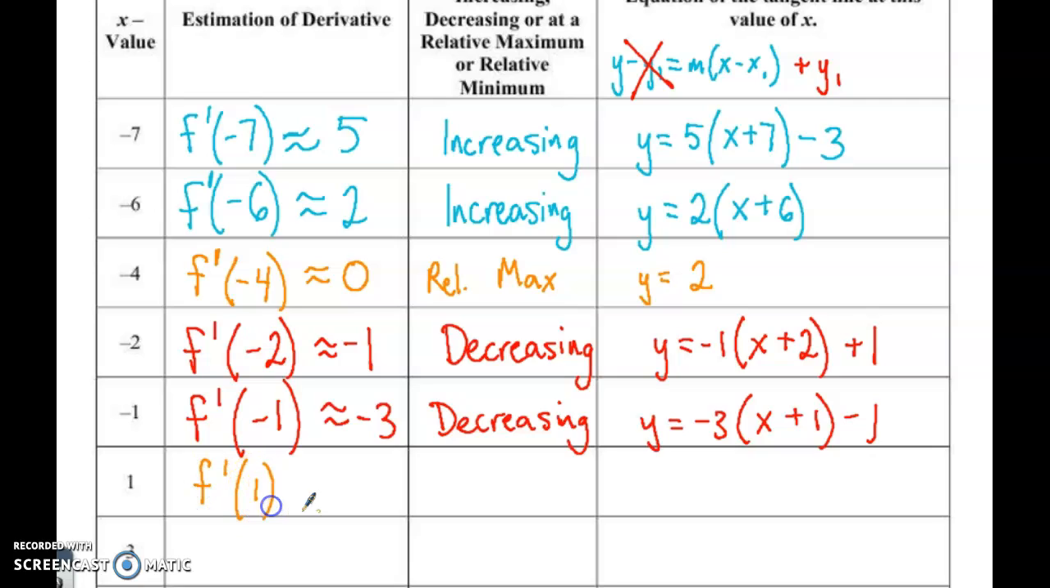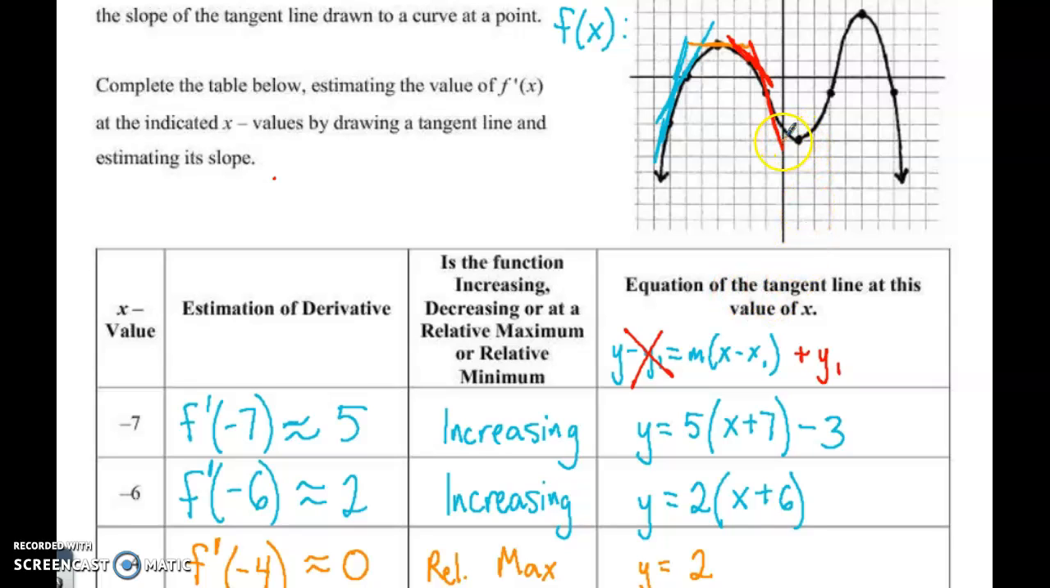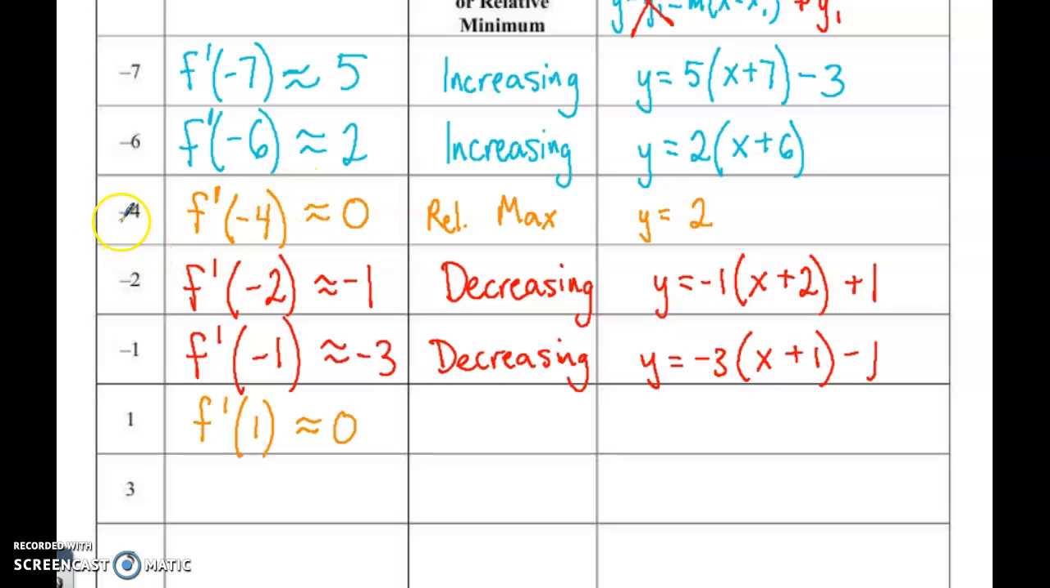F prime of 1. Now again, the way it's intended, probably don't need approximately, but at f prime of 1, you can see it's a relative min, and it has a horizontal tangent line. Maybe I should write that down, because that's an important thing. Here, here, and there's another one. We call these horizontal tangent lines. That's going to be an important fact.